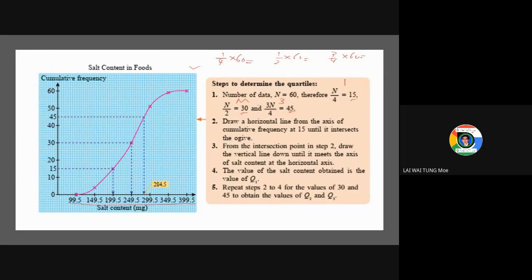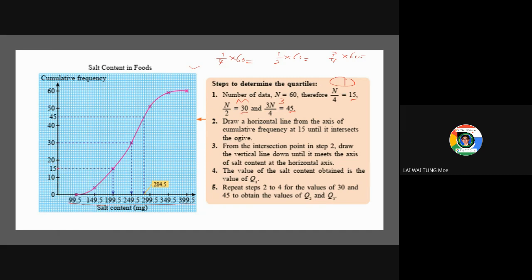After you get 15, 30, 45, your answer is not complete yet. To find the first quartile, median, and third quartile, you need to go back to your OGIF. Let's do the first quartile first. The first quartile is 15, right? So go to your OGIF, and at your y-axis, find where your 15 is. This is 10, 20, so 15 is at the middle.